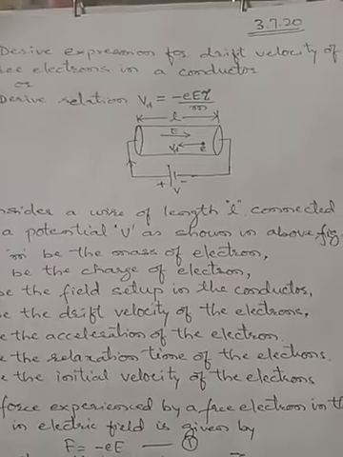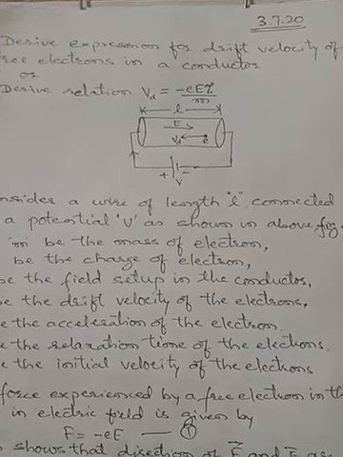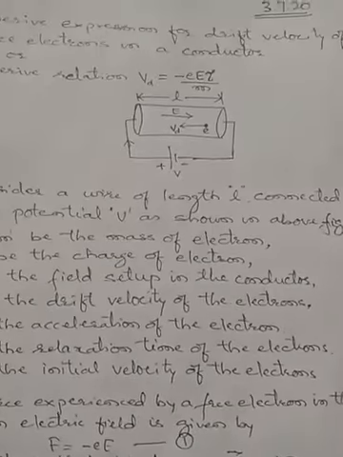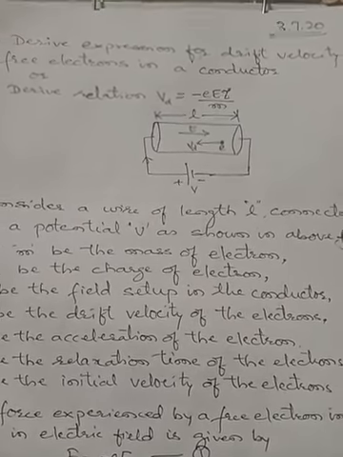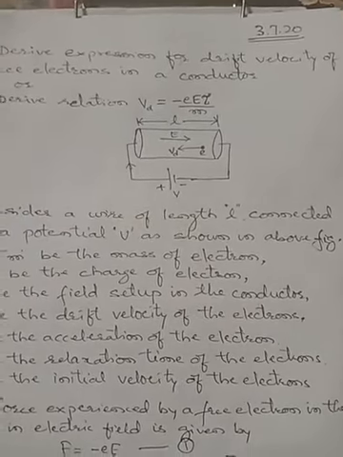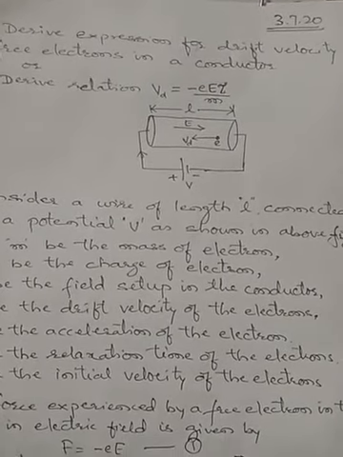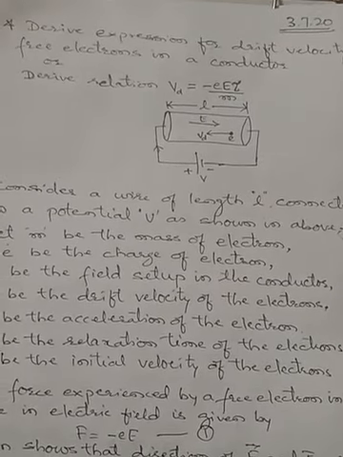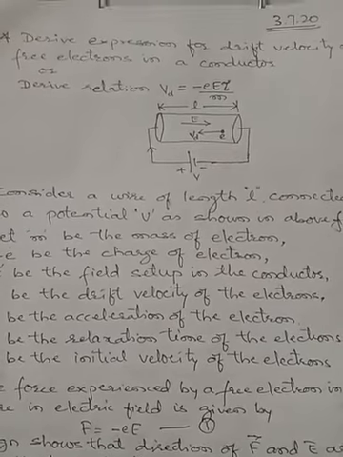Dear students, today we have to see the derivation for drift velocity of free electrons in a conductor, and the second derivation is the relation between the current and drift velocity. These two derivations are very important as far as your annual exams are concerned. They will be asked for 3 marks.